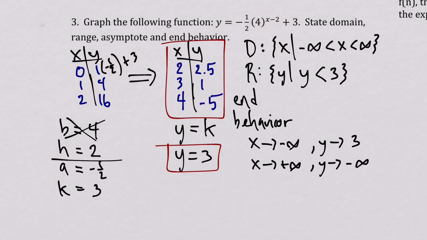And there you go. You got your table, which you can use to graph, your asymptote, your domain, your range, your end behavior.